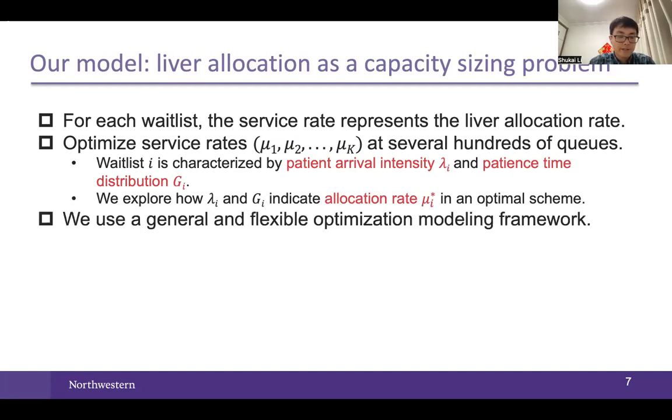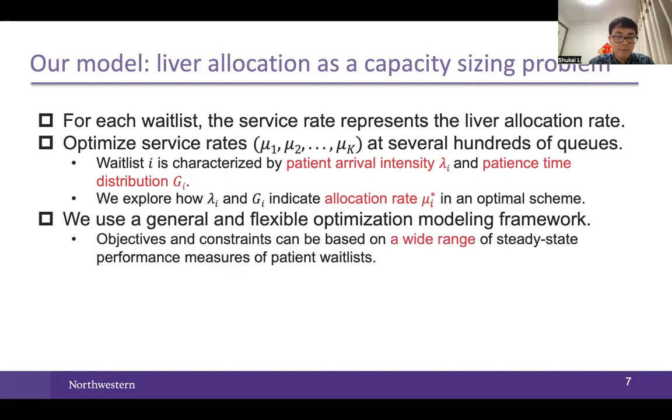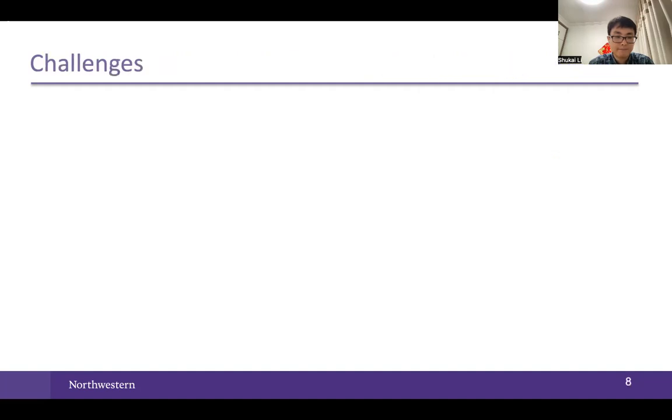And we employ a general and flexible optimization modeling framework. This is important because the selection of objective and constraint functions often depends on the context. Our general optimization model allows for a wide range of steady-state performance measures of patient wait lists.